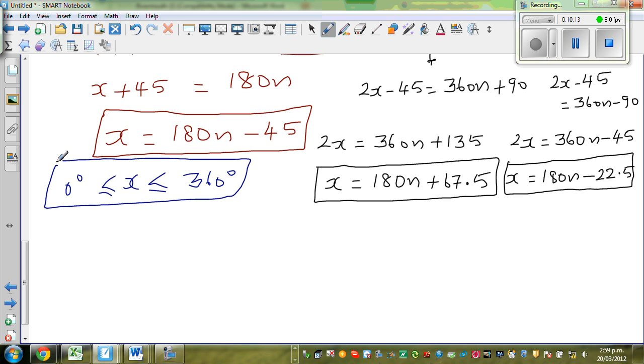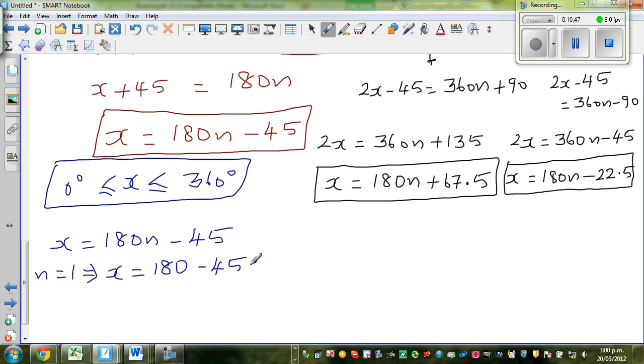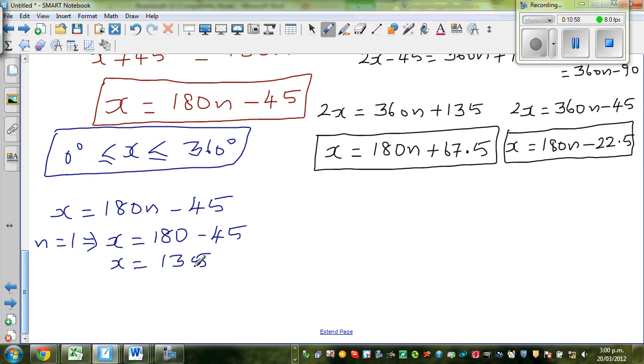Okay. So let us take this case, suppose x is equal to 180n minus 45. If n is 0, this will not be defined. So let's take n is 1. If n is 1, this implies x is 180 times 1, which is 180, minus 45, which is 135. So when n is 1, you get x is 135.